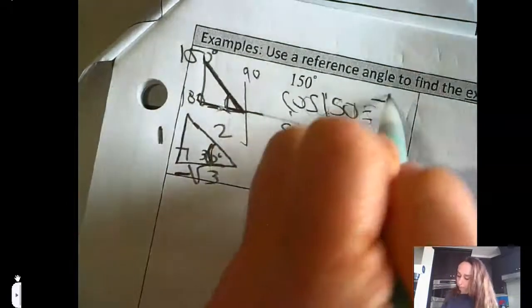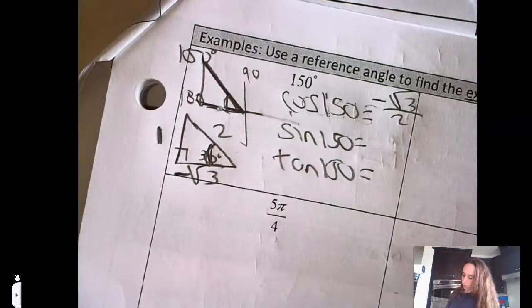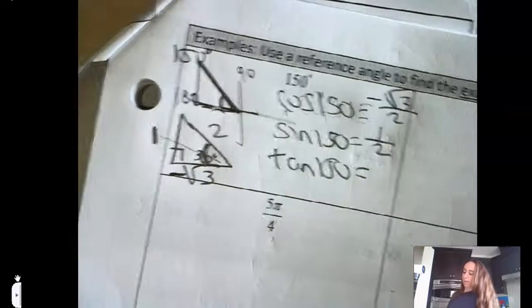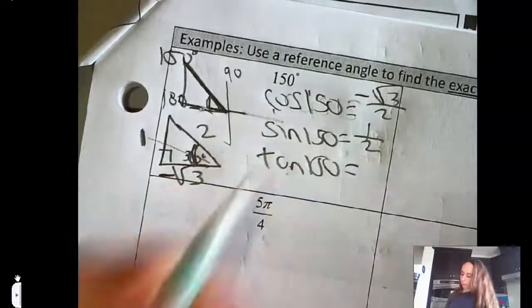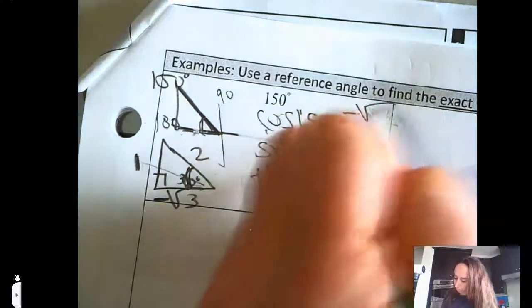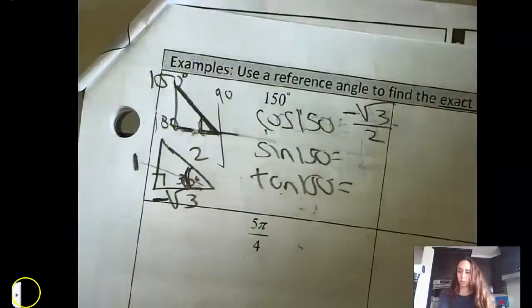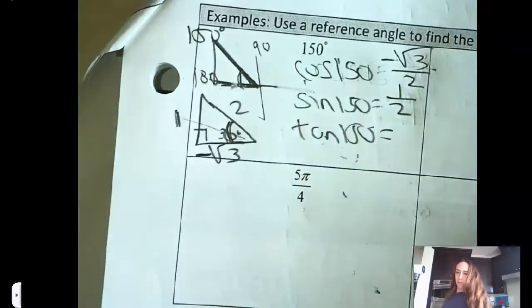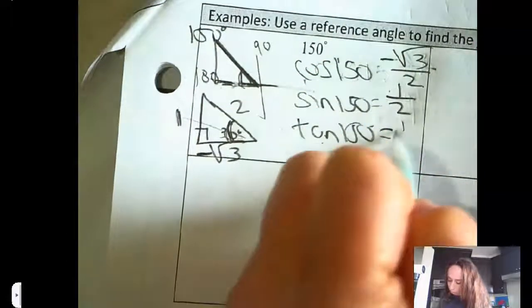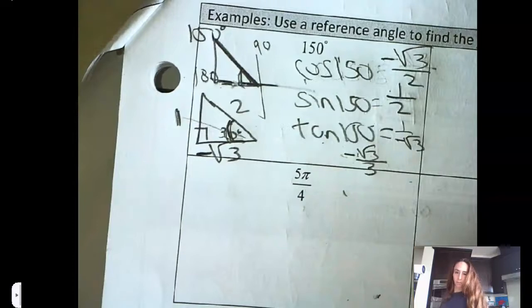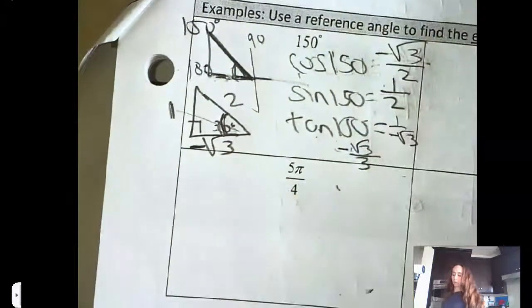Cosine is negative rad 3 over 2. Sine is 1 over 2. And then tan is, wait, I think I'm off. I got them backwards. Just kidding. Let's try this again. Cosine is negative rad 3 over 2. All right, my brain's back. Sorry about that. And then tan is sine over cosine, which is 1 over negative rad 3, which is negative rad 3 over 3. All right, a little messy, but let's do the next one, okay?